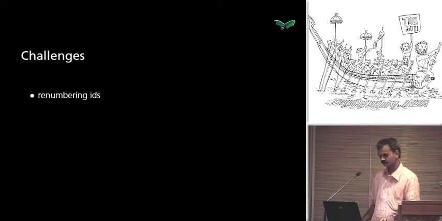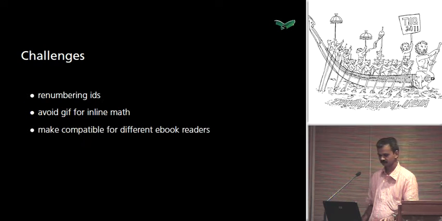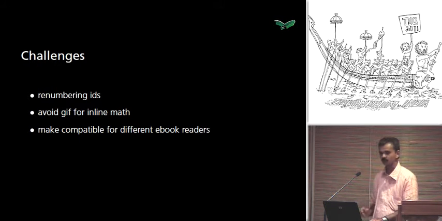Challenges we faced were renumbering IDs when we convert to XHTML from this XML, and trying to avoid maximum usage of GIF for inline math, and making it compatible for different ebook readers. We just need to take care of the CSS accordingly. So now I will go to the workflow. I will give you a live demo. How do we do this?